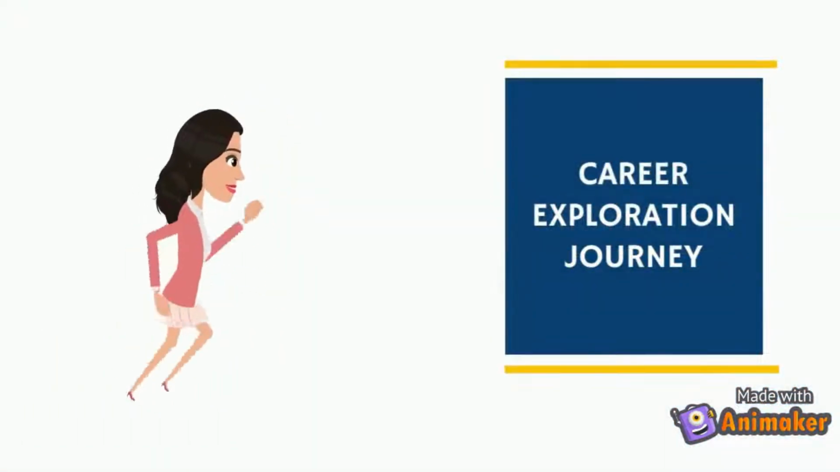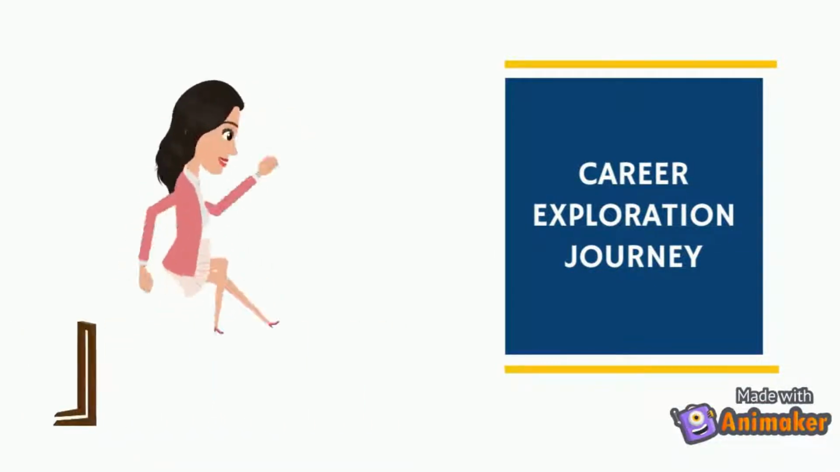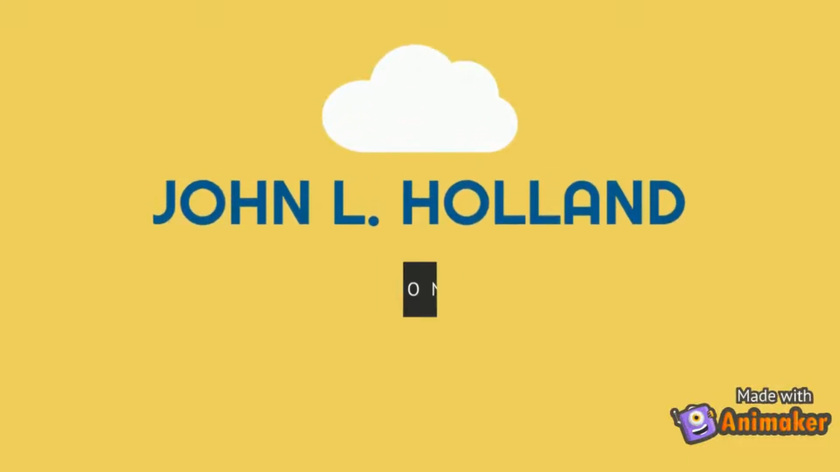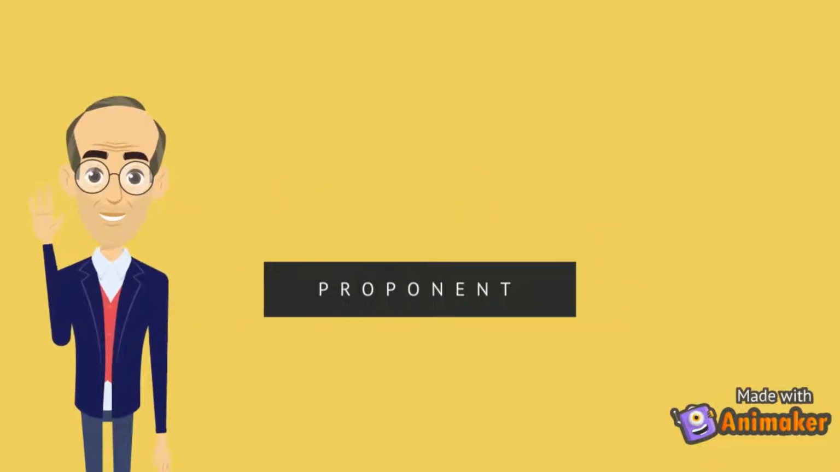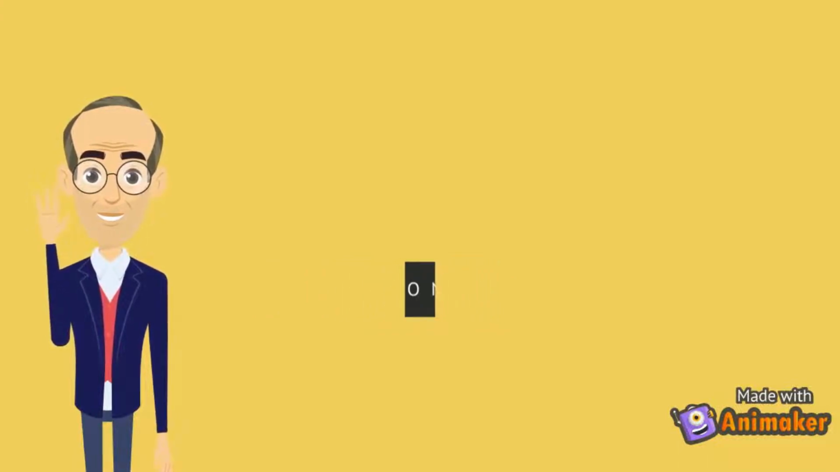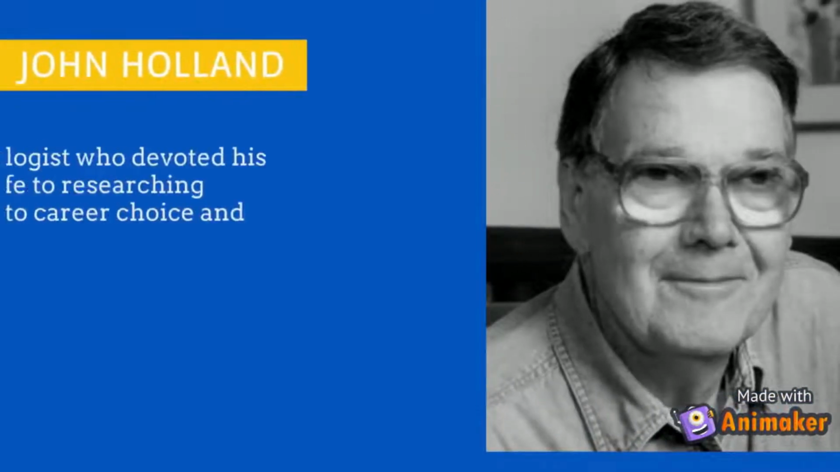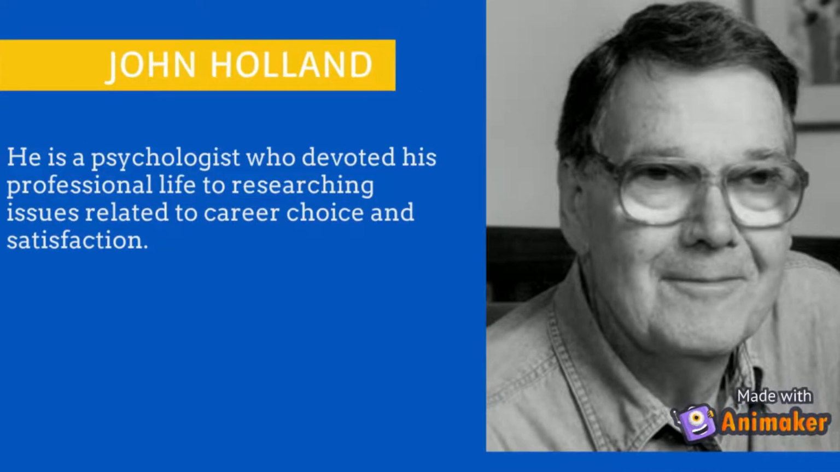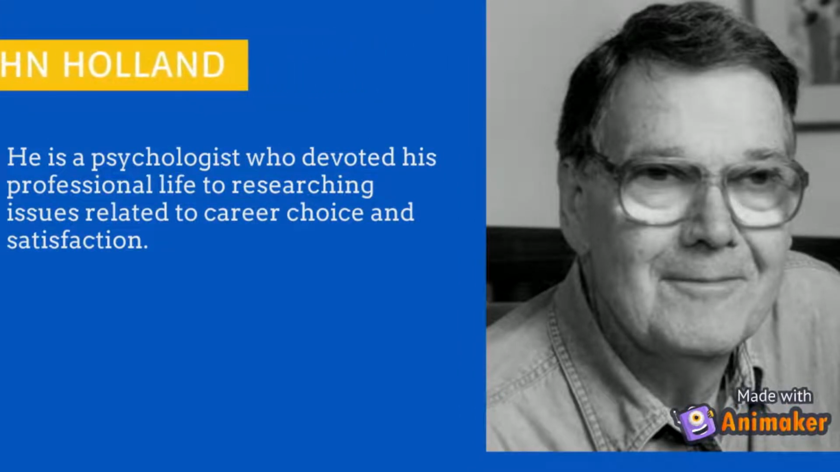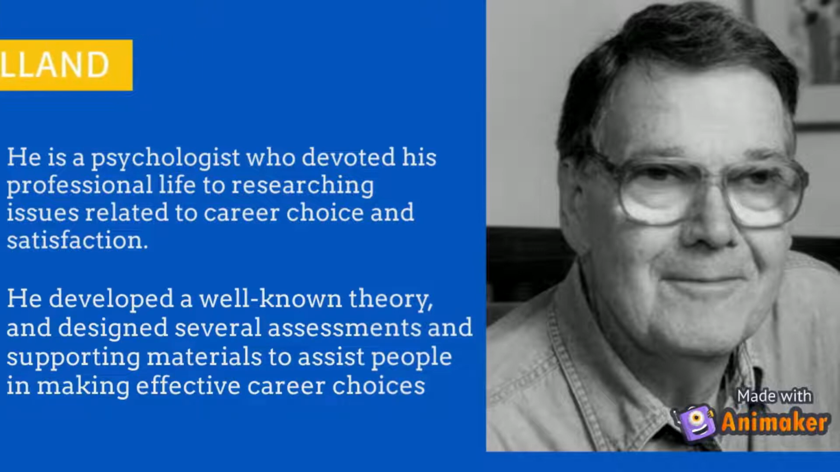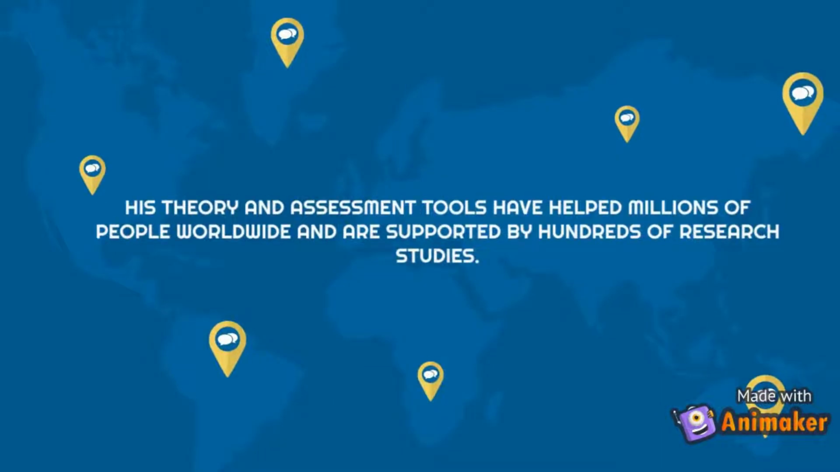On your major and career exploration journey, it is natural to gravitate towards occupations that match your interests. The theory of vocational choice developed by John L. Holland is one of the most widely researched and applied theories of career development. John Holland is a psychologist who devoted his professional life to researching issues related to career choice and satisfaction. He developed a well-known theory and designed several assessments and supporting materials to assist people in making effective career choices. His theory and assessment tools have helped millions of people worldwide and are supported by hundreds of research studies.